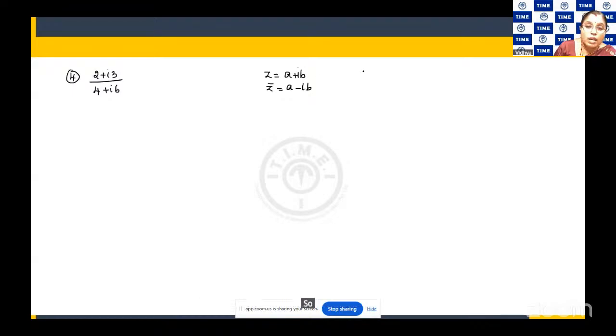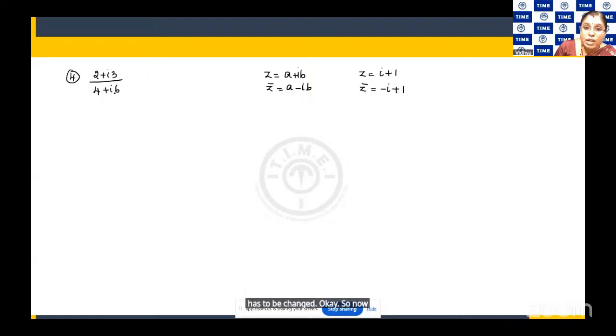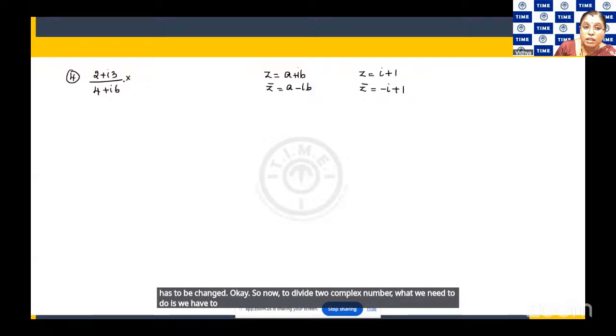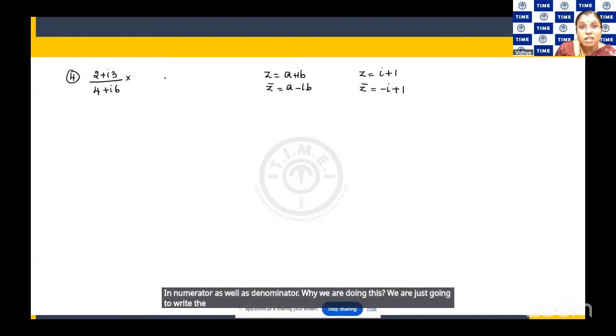So now, can you tell me what is the conjugate of i plus 1? The conjugate of i plus 1 will be, it's not i minus 1. Please note it is minus i plus 1. So wherever you find i, the sign before that has to be changed. Okay. So now to divide two complex numbers, we have to multiply by the conjugate of the denominator in numerator as well as denominator. Why are we doing this?